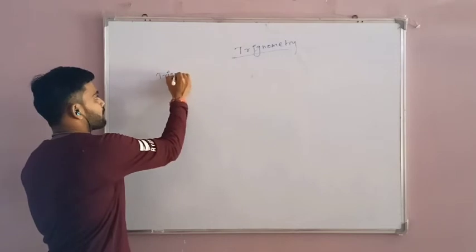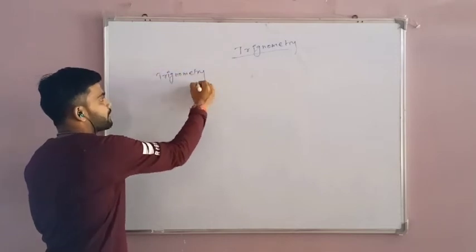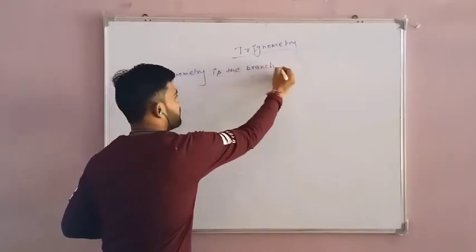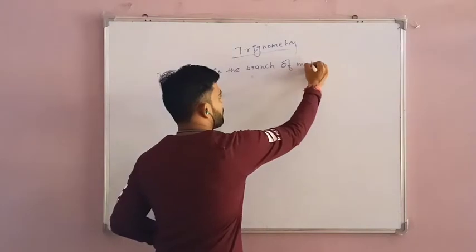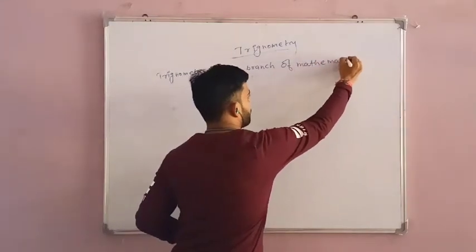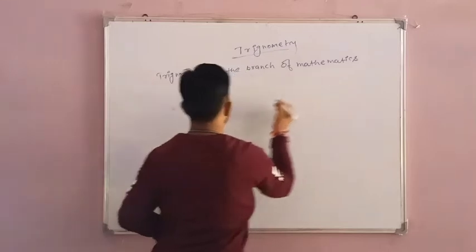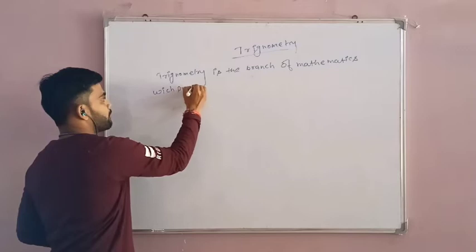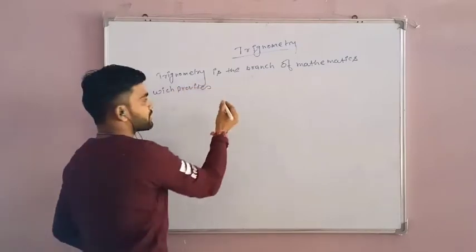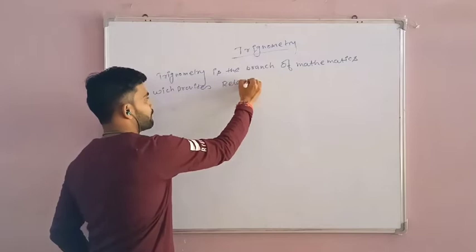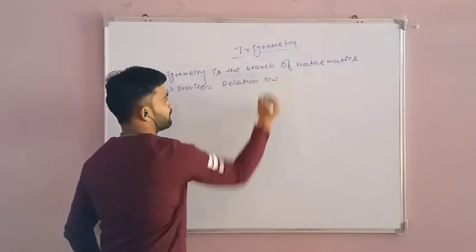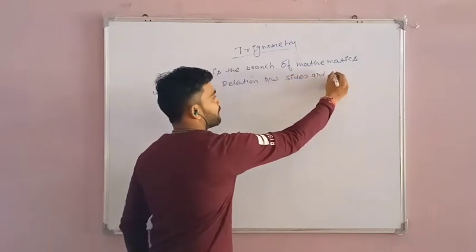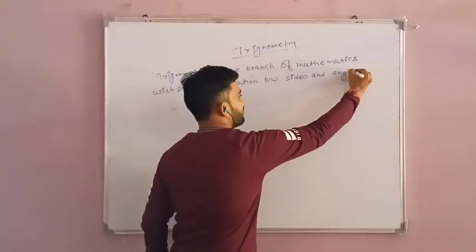Trigonometry is the branch of mathematics which provides the relation between sides and angles of a triangle.